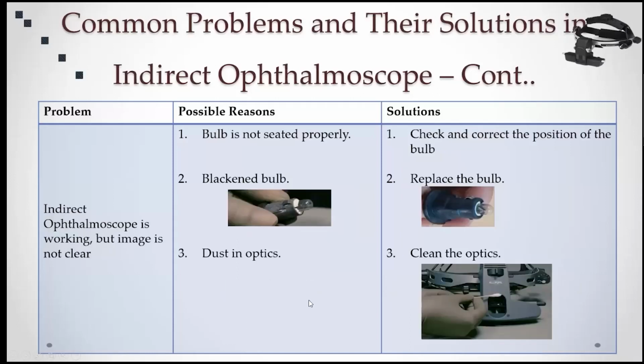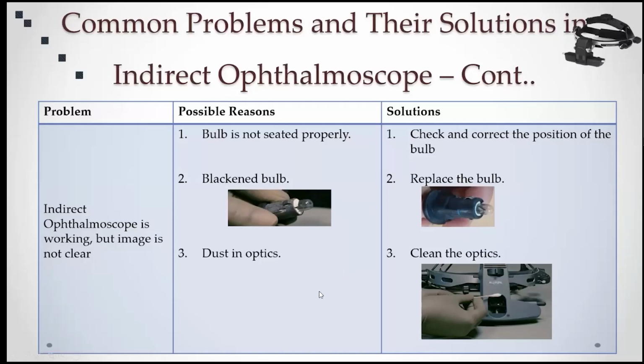And sometimes you may feel dim illumination, or the image produced by the indirect ophthalmoscope is not clear or not enough. Then first you need to check whether the bulb is seated properly in its place. If it's not, check it and seat it properly. And because of a blackened bulb, you may get dim illumination and also an unclear image. Then you have to replace it with a new one.